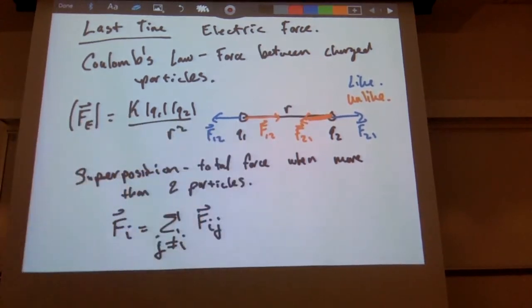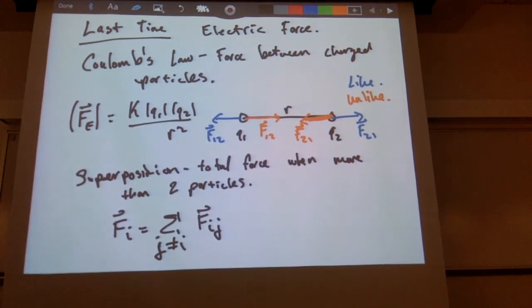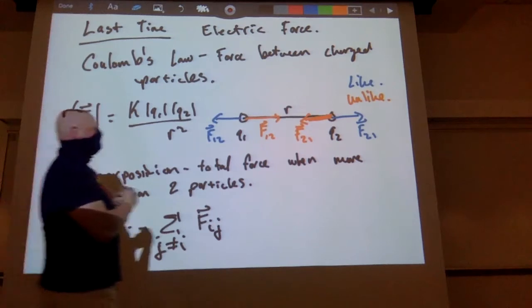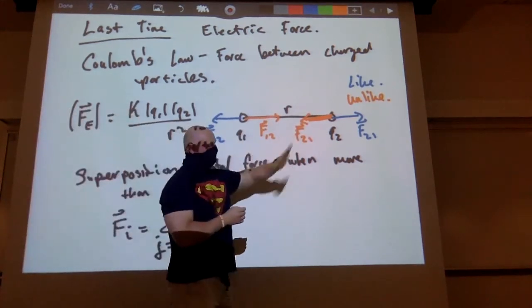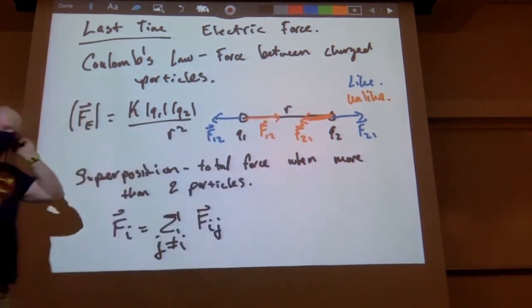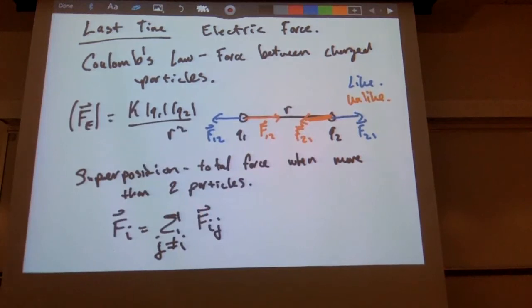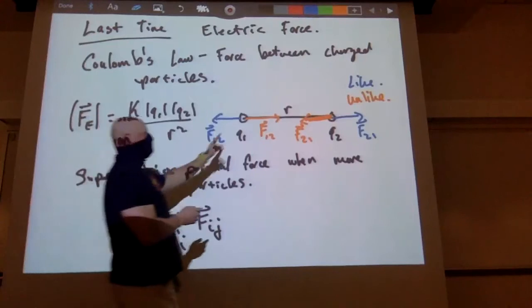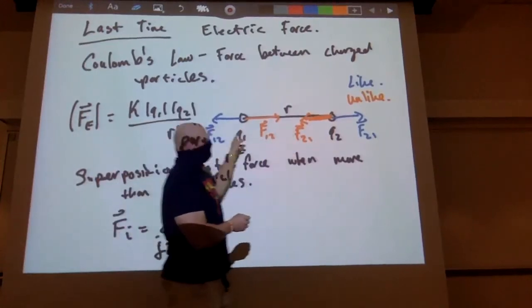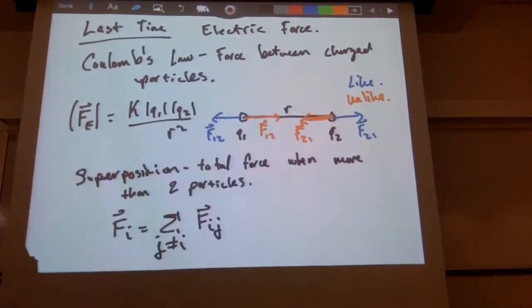And then this results in either an attractive force or a repulsive force, depending on the relationship between the charges. If they both have exactly the same sign of charge, both positive or both negative, that manifests itself as a repulsive force. And if they have unlike charges, so one is positive and one is negative, doesn't matter the order, then that manifests itself as an attractive force.